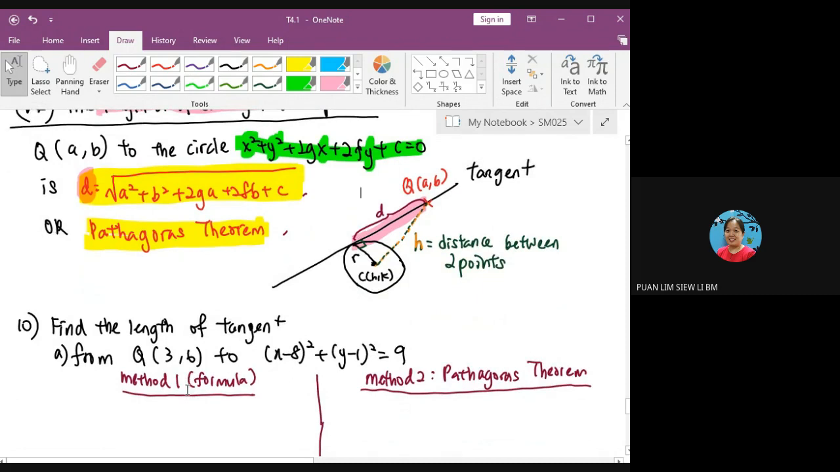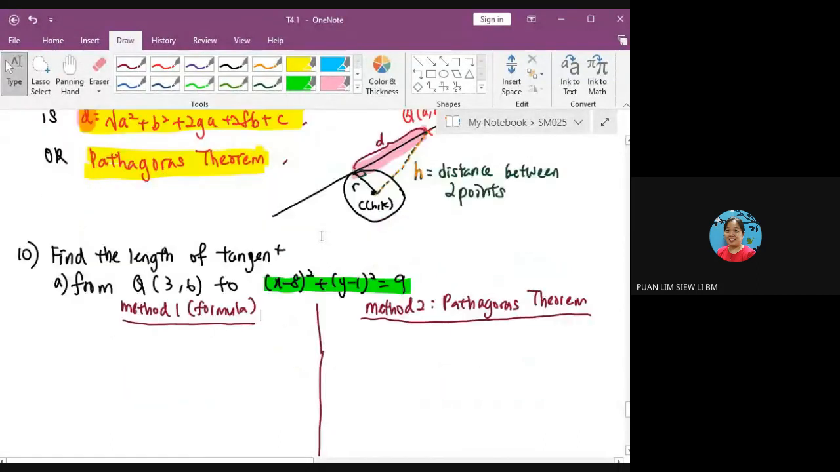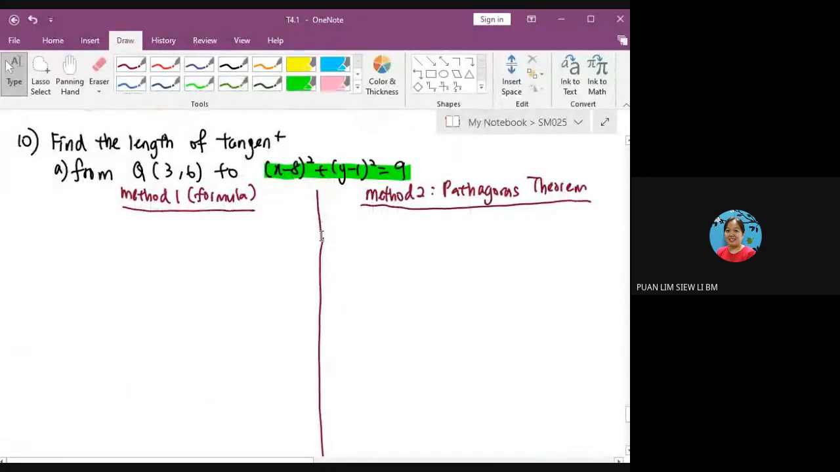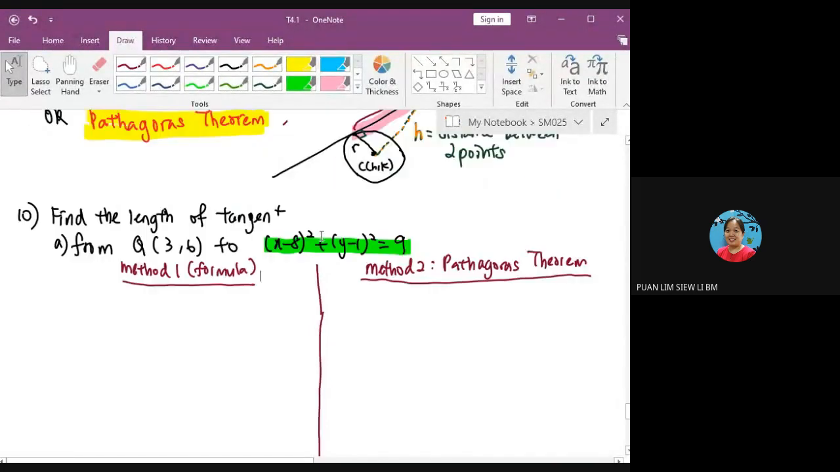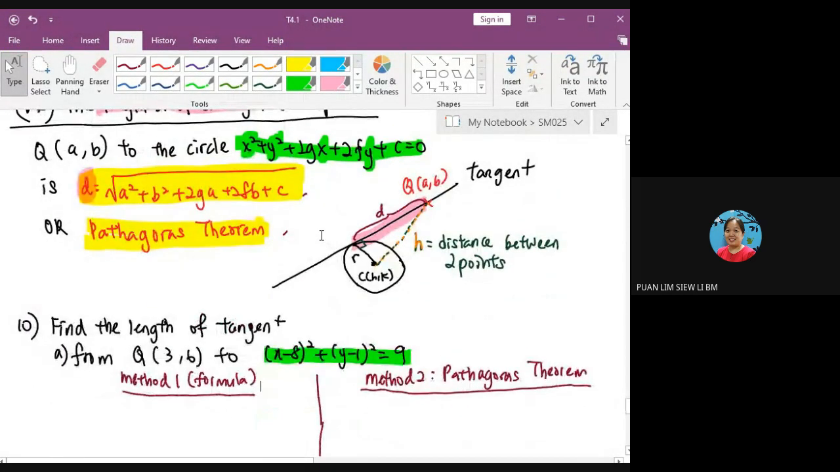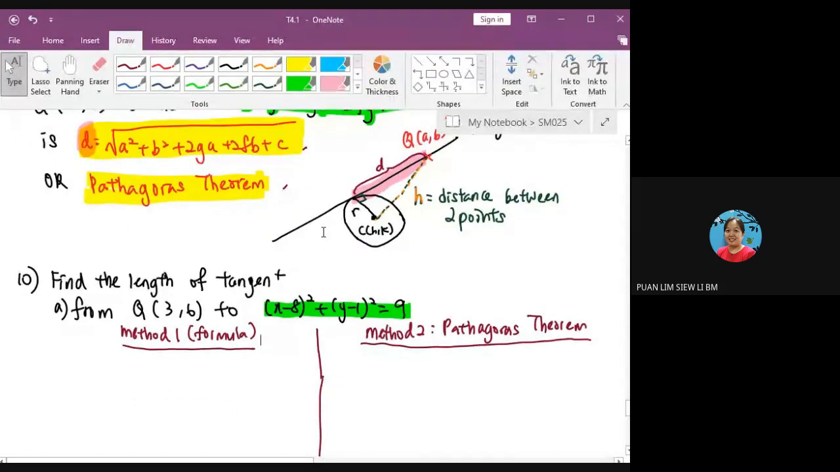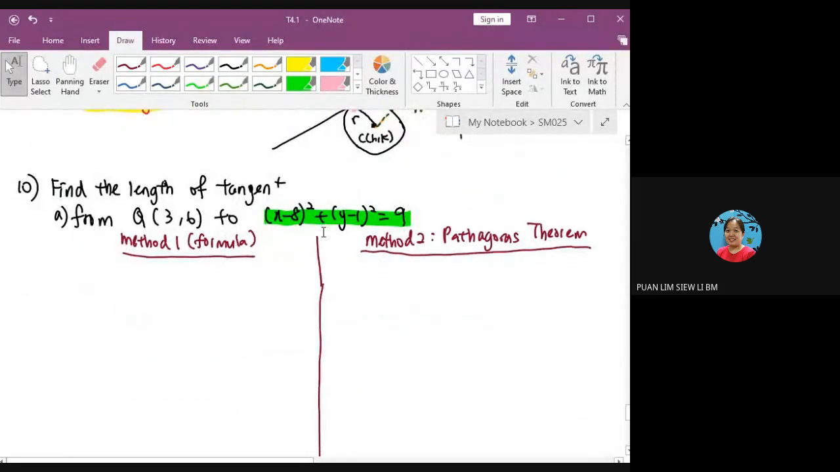So our last example on circle. Find the length of the tangent, which means from the point here, our given point 3,6, to this circle. What's the difference between the question and the notes? In this question, I'm giving you the standard form. In the formula, we are using general form. So if you want to use our formula, you need to find out what the general form of your circle is.